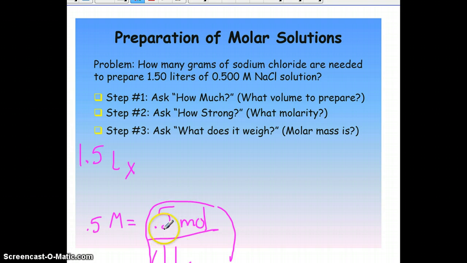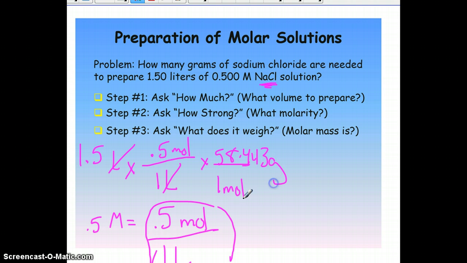Okay, so we're going to use this 0.5 moles over 1 liter as a conversion factor. So we have liters on top, so we'll put the 1 liter on bottom, the 0.5 moles on top. Now that's just going to get us to moles, and we want grams. So we're going to keep going with this conversion to get to grams. So we know that 1 mole is equal to the molar mass in grams. And if you add the masses of Na and Cl, you'll get 58.443. Okay, and that'll tell us how many grams.